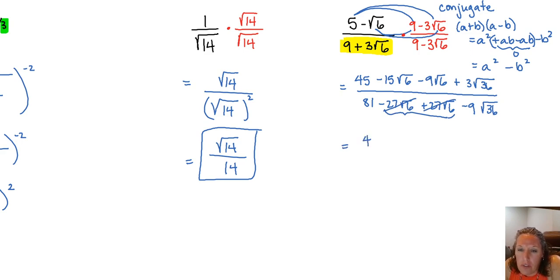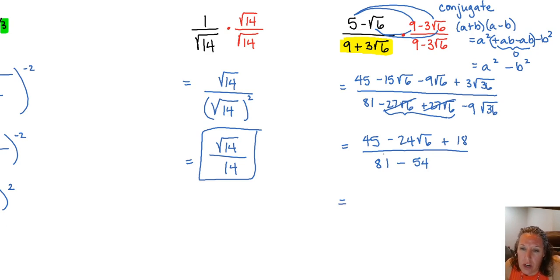In the numerator, we've got 45, negative 15 square root of 6, and negative 9 square root of 6. Those are like terms, so we can combine those coefficients. Negative 15 minus 9 is negative 24 square root of 6. And then 3 times the square root of 36. Well, square root of 36 is 6, times 3 is 18. In the bottom, we've got 81. Our inside and outside terms are adding to 0. And then we get negative 9 times the square root of 36, which again is 9 times 6, or 54.